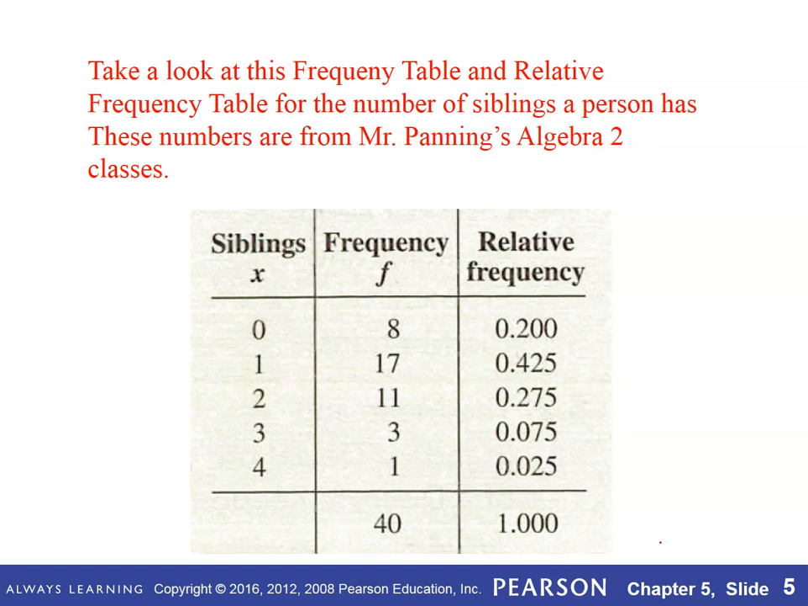First of all, I want you to take a look at this table. This is information from one of my Algebra 2 classes, where I just asked kids how many siblings they had. You can see from the chart there were several people that were only children. 8 out of the 40 students were an only child. And then 17 of the students had 1 brother or sister, 11 had 2 brothers or sisters, 3 had 3 brothers or sisters, and I had 1 student that had 4 brothers and sisters. Okay, and so this is a discrete random variable.